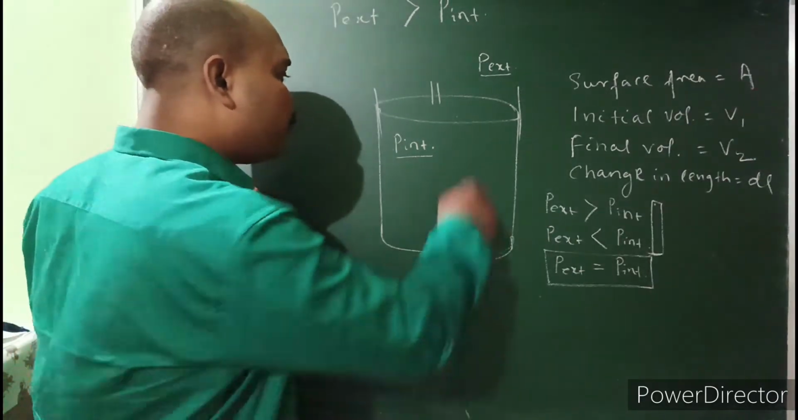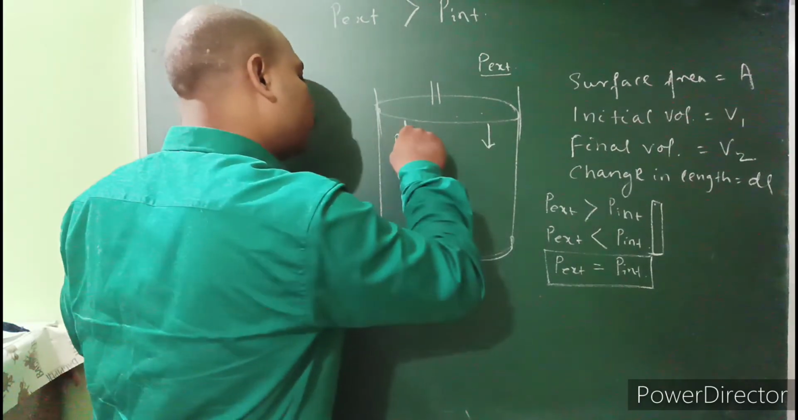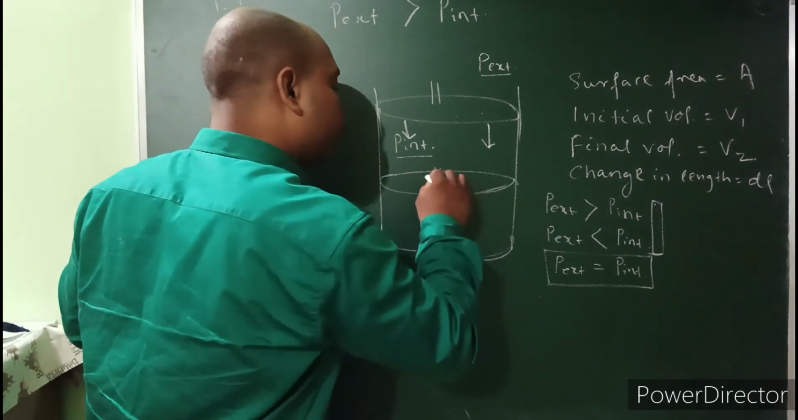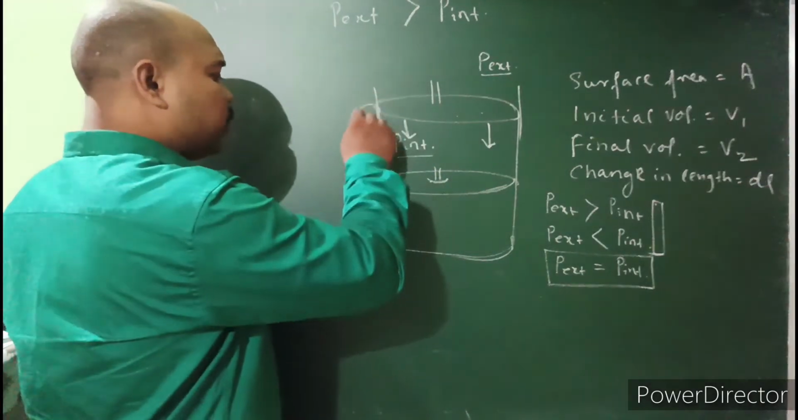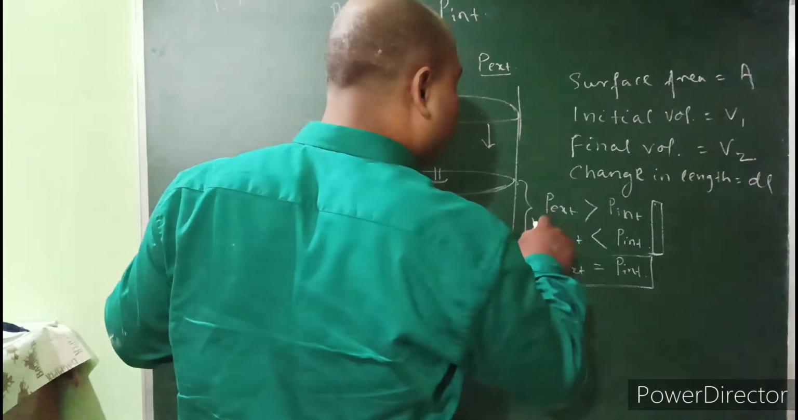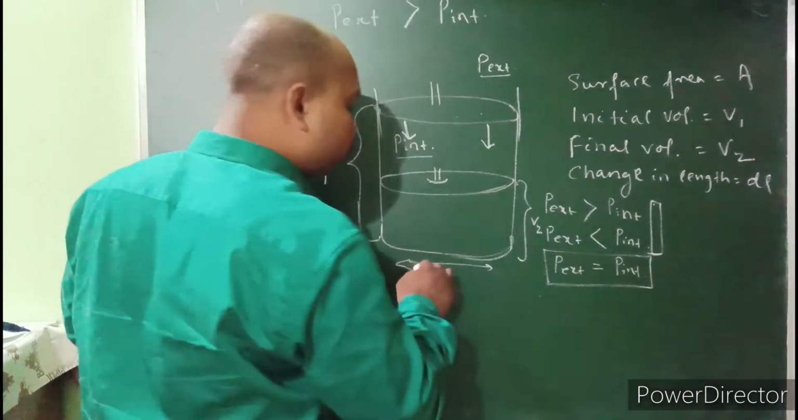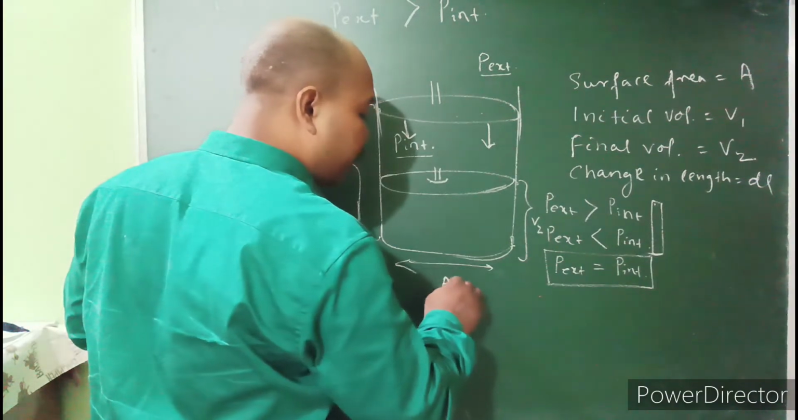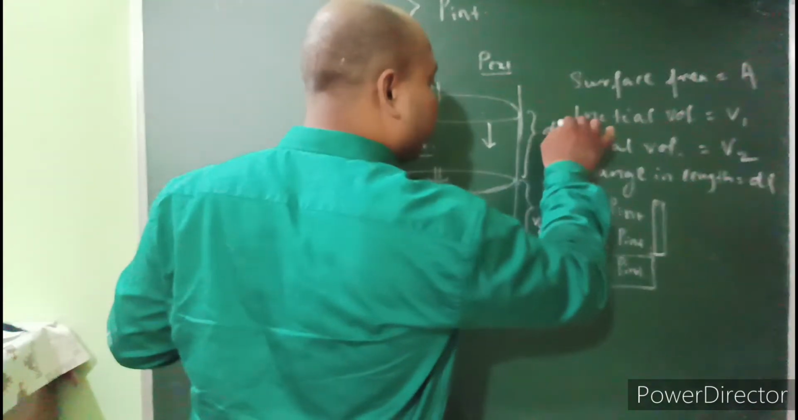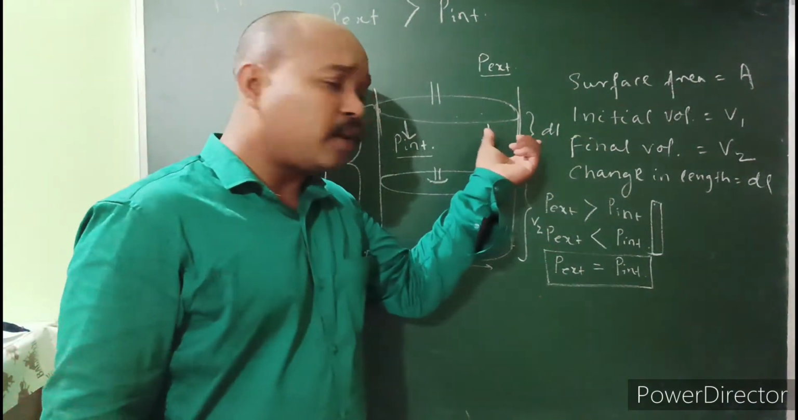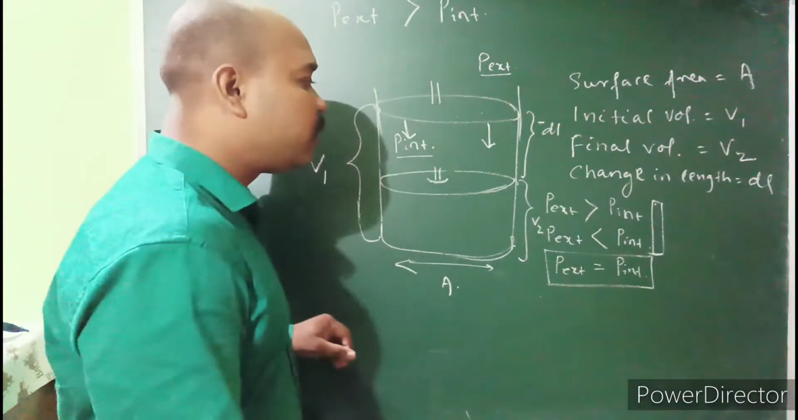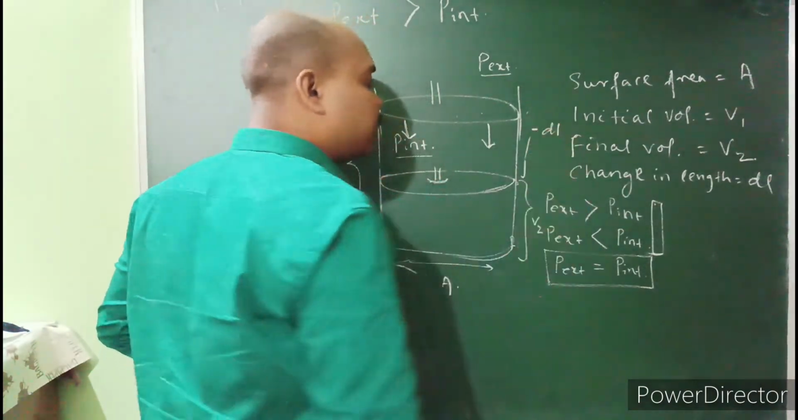In that case, the piston will move downward until both the pressures are equivalent. Now consider this is your initial volume V1, this is your final volume V2, and the area of the cross section of this cylinder is A, and the change in distance by the piston is dl, and we can see the displacement of the piston is decreasing, so it is minus dl. That's why I am giving this one as minus dl.